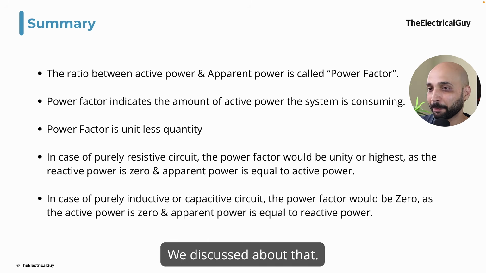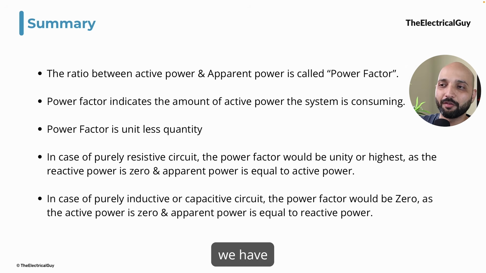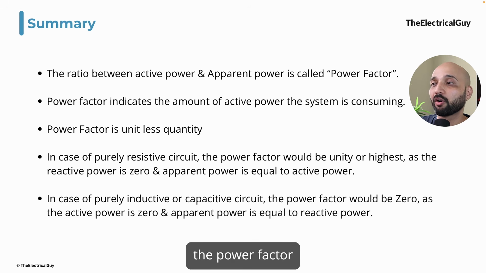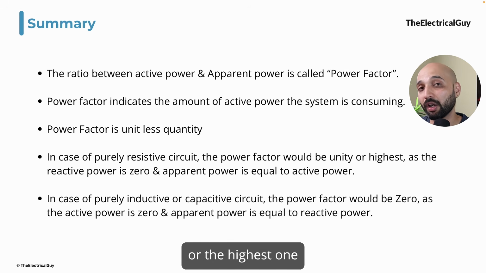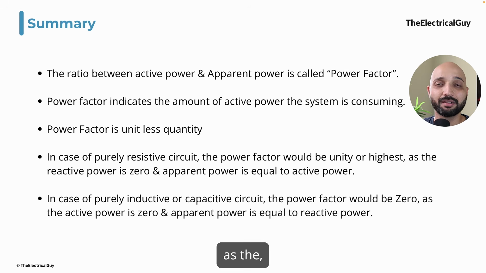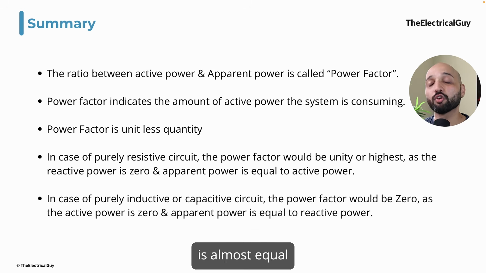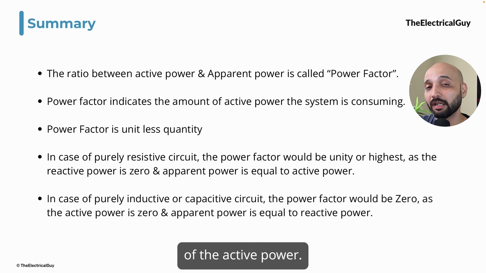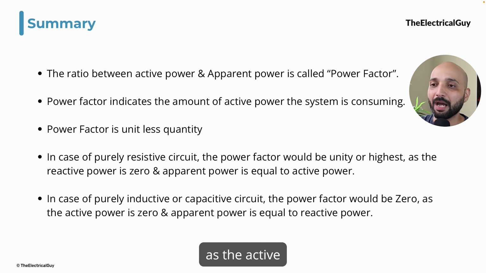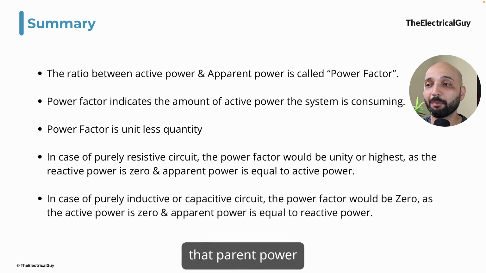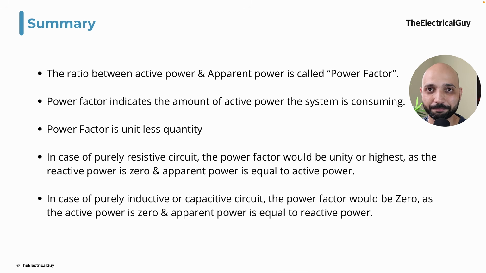We discussed that. So when we have a purely resistive circuit, the power factor would be unity or the highest one, as the reactive power is 0 in that case, and the apparent power is almost equal to that of the active power. Opposite to that, in case of a purely inductive or capacitive circuit, the power factor would be 0. As the active power is 0, the apparent power is equal to the reactive power.